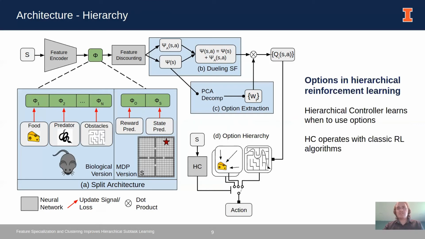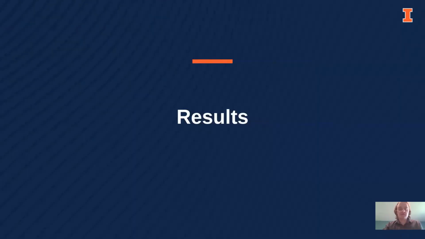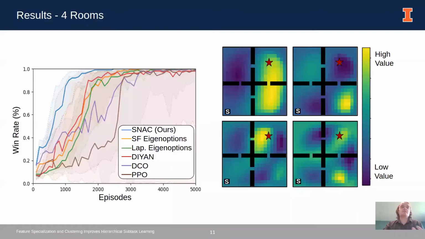The way we've structured this is that the hierarchical controller can operate with any classic RL algorithm, and in our experiments, we use proximal policy optimization as the hierarchical controller. Now, discussing some of the results of our paper, we've experimented in 3 different environments. Our first environment was the 4 rooms environment, a basic benchmark for hierarchical reinforcement learning. What we found is that our method improves over all of the other option generation methods we've discussed earlier, and results in some very interesting options.